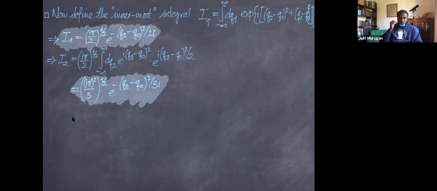Okay. Right? But I'd like you to look at the two highlighted exponentials. The one is the result of the I1 integral, and the I1 integral is (i pi over 2) to the half e to the minus (Q2 minus Q naught) squared over 2i. And the I2 integral is (i pi squared over 3) to the half e to the minus (Q3 minus Q naught) squared over 3i. So if you don't believe me, you're welcome to continue and do another integral. But there's a pattern here.